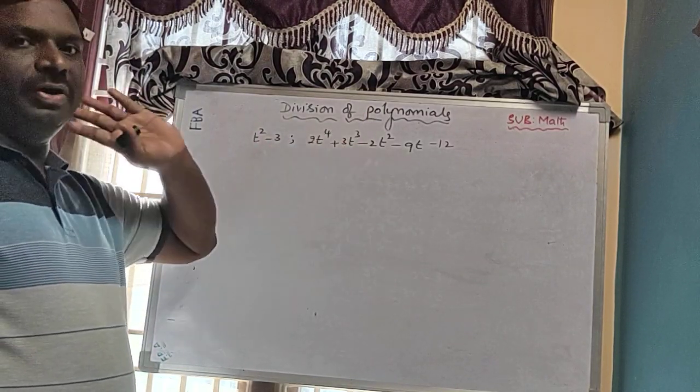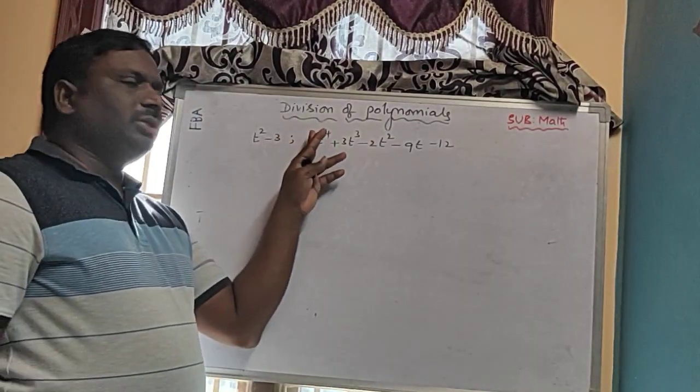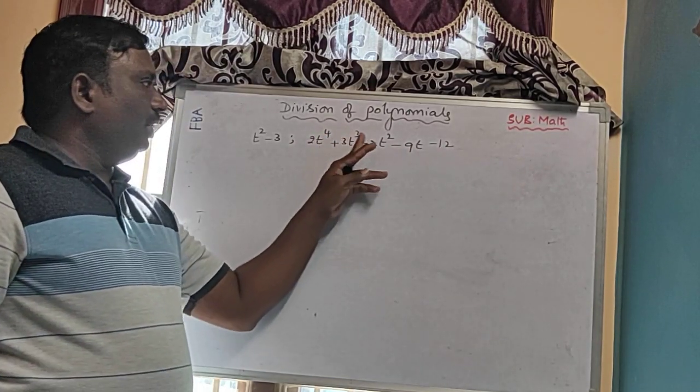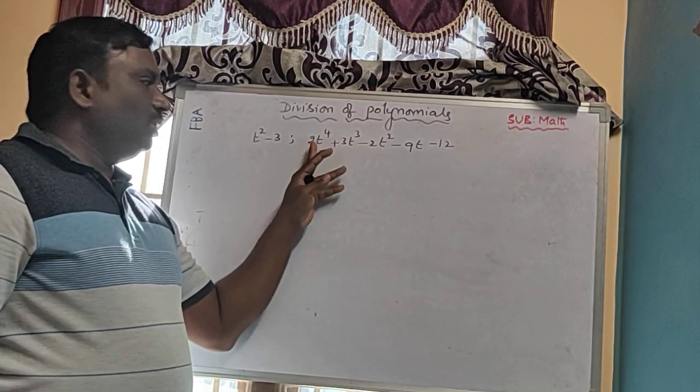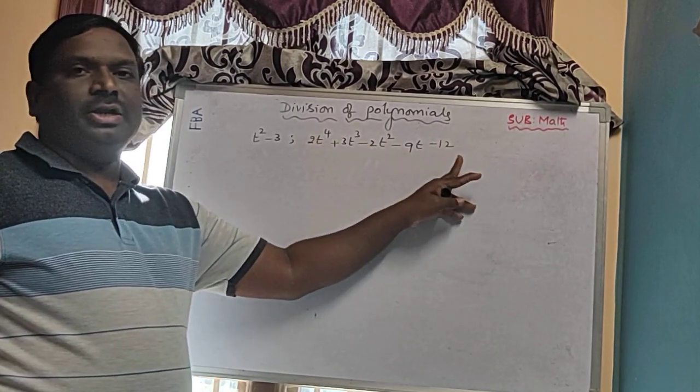So when we are doing the division here, same division, first we have to check whether the variable's degrees are in descending order or not. 4, 3, 2, 1 and 0. So this is a biquadratic polynomial. Total terms should be 5. 1, 2, 3, 4, 5 terms are there.